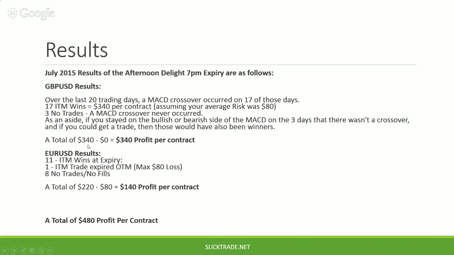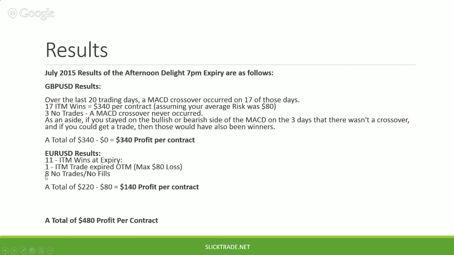Obviously there, a total of 340 minus 0 loss equals 340 profit per contract. On the Euro USD, over the past 20 days, there were 11 in-the-money wins at expiry. There was 1 in-the-money trade that expired OTM. Okay, if you risked 80-20, then you lost 80.